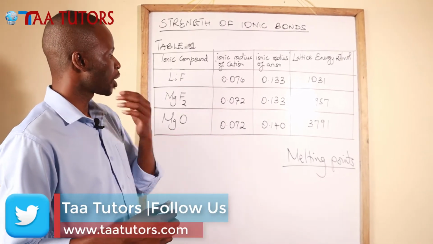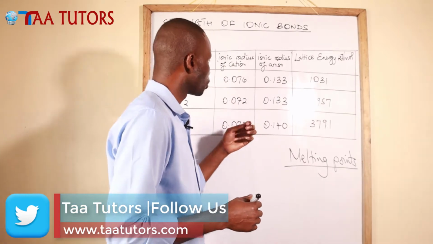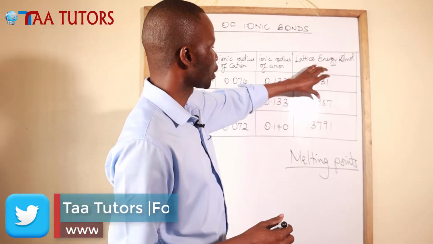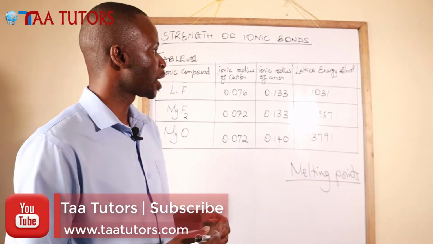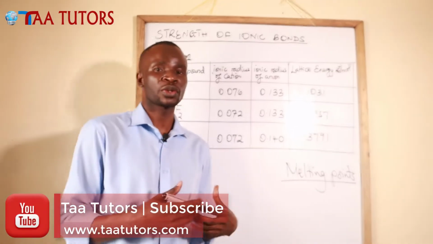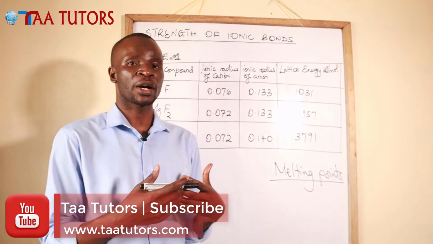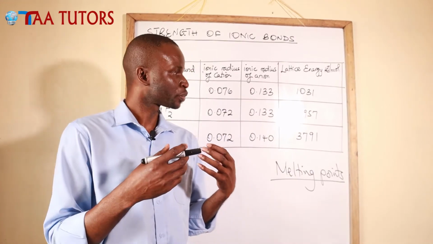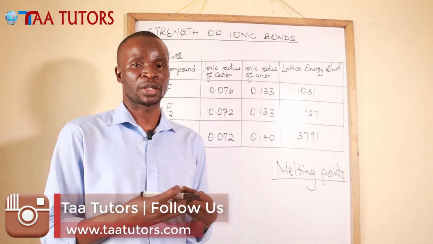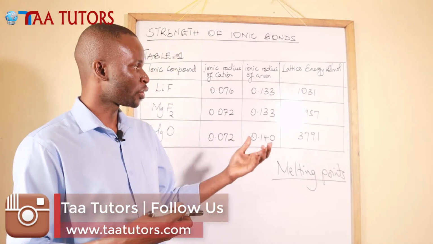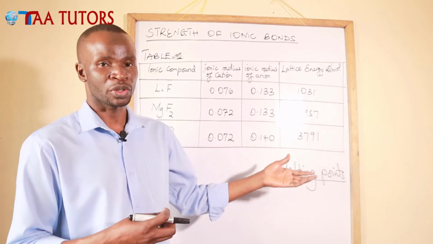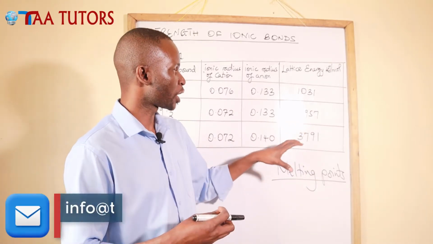On the table I've drawn here, I've indicated what we call the lattice energy. The lattice energy is the force of attraction that is holding the ions together in ionic bonding. We have other things like bond energies, which we talk about in covalent bonds, but in this case we have what we call lattice energy.